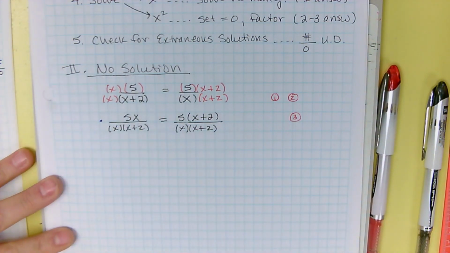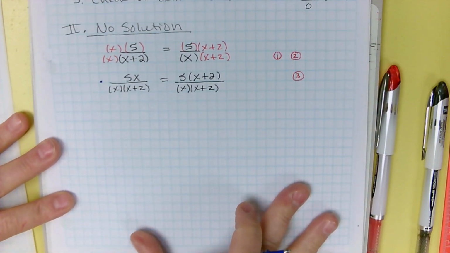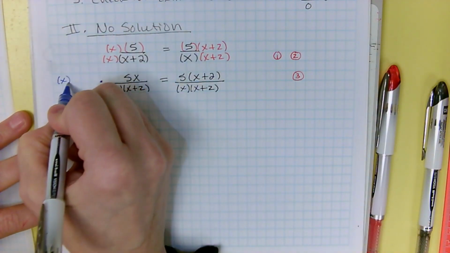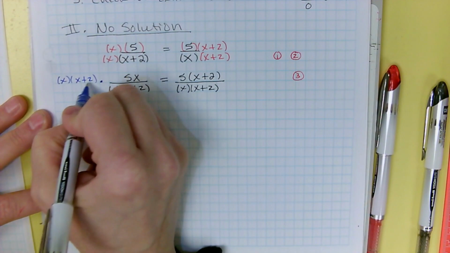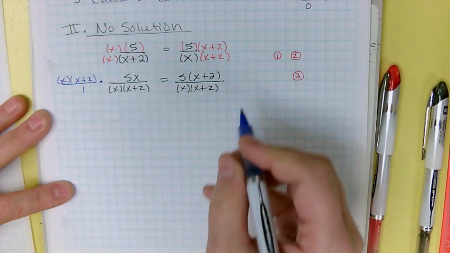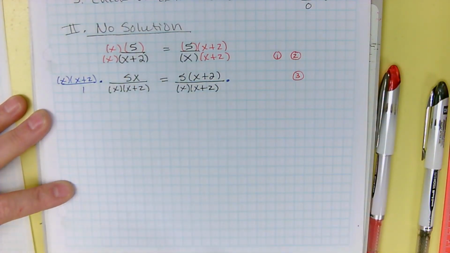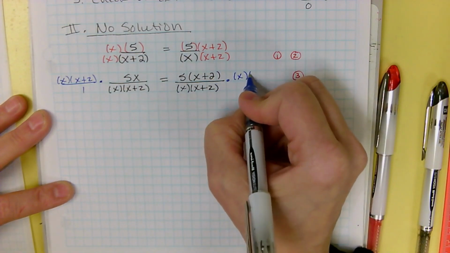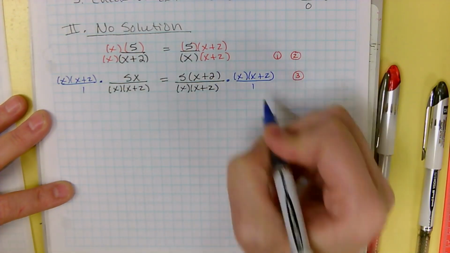So what you're going to do is multiply by the common denominator over 1. So you're going to multiply by x times x plus 2 over 1 on the left. And then because of the equal sign, you do the same on the right. X times x plus 2 over 1.